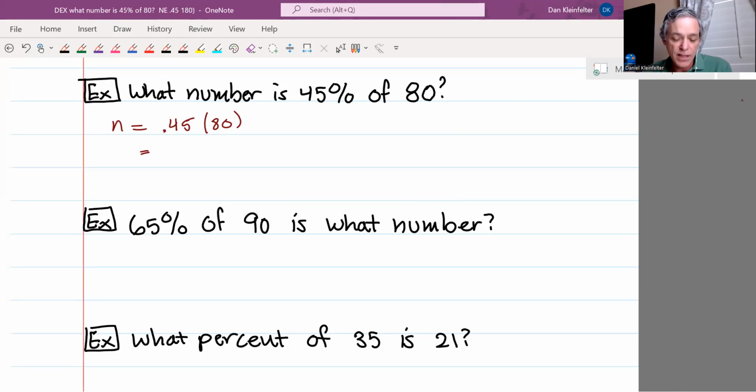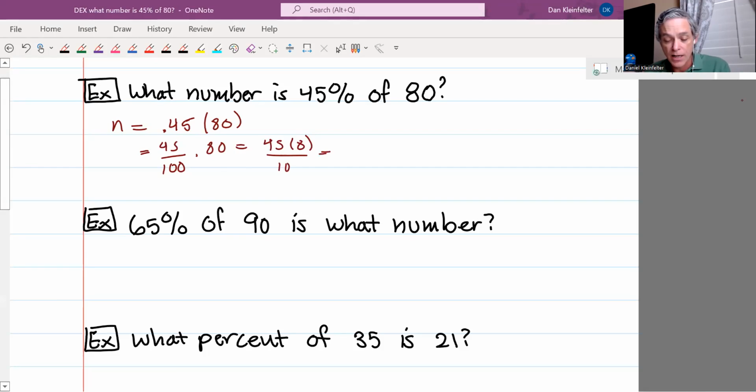The best way to do this, pick your favorite method. Let me do 45 out of 100 times 80. Here I can divide a 10 out, so this is 45 times 8 over 10. And then another 2, 45 times 4 over 5. And 45 divided by 5 is 9. Okay.